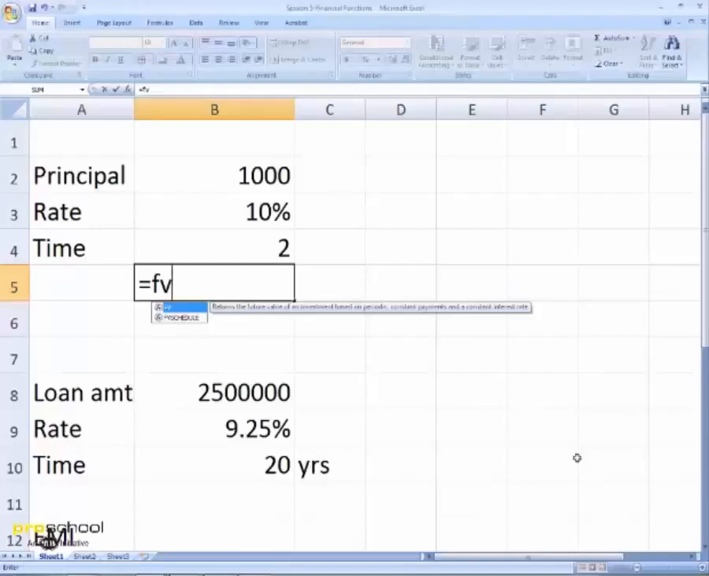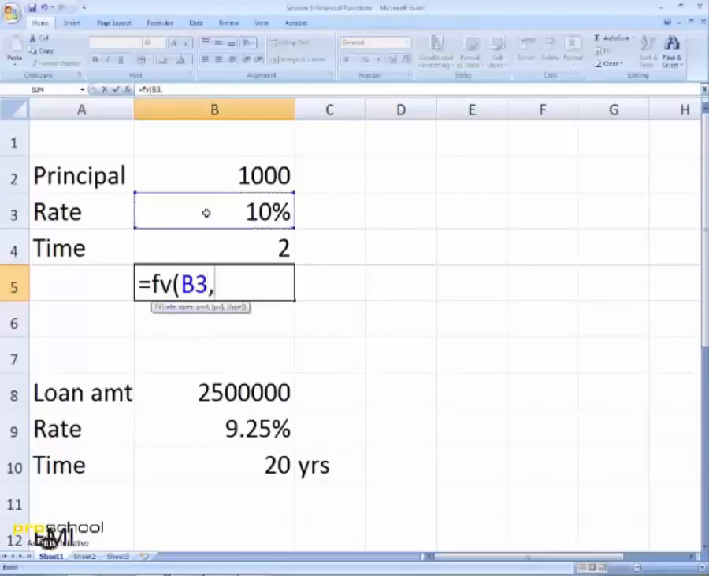Coming back to this problem statement, I'll say equal to FV, put the bracket. It says rate, that's 10%, comma, number of periods, that's 2 years for me, comma, PMT. PMT refers to the constant cash flow that is happening between time periods. As I said, in this problem we have assumed there are no in between cash flows, so I'll take it 0. But if you are taking a case like a recurring deposit where every month you deposit some money, that constant amount will come here as a third parameter.